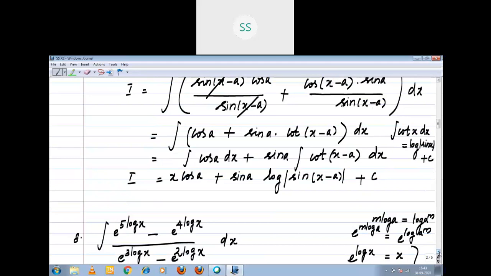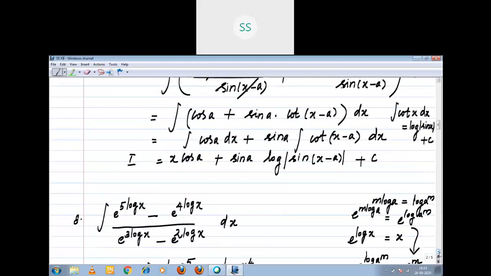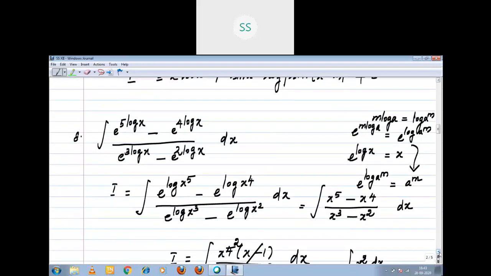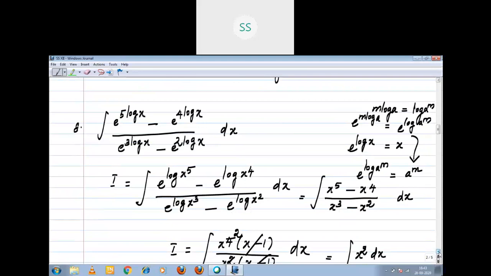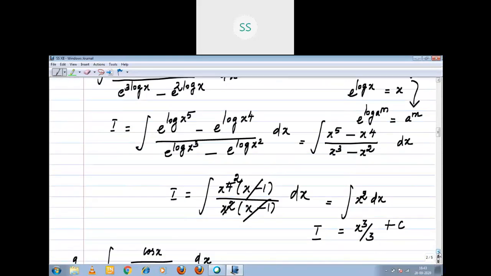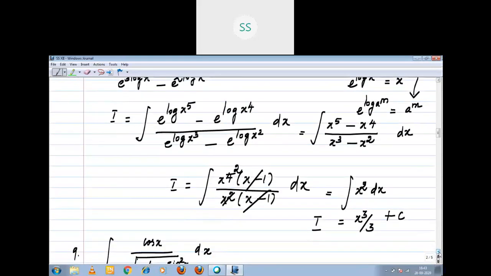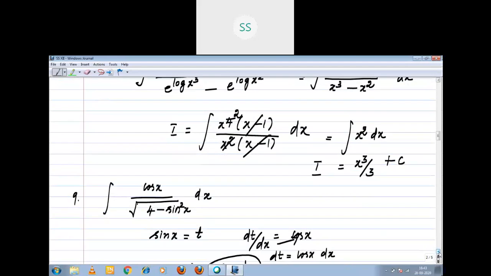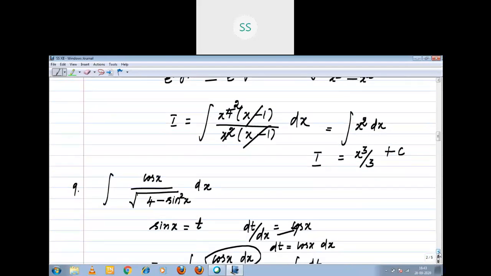Here, m into log a can be written as log a power m. E power m log a can be written as e power log a power m. E power log x equal to x. These are the properties that I applied in the sum. I arrived at integral x power 5 minus x power 4 divided by x power 3 minus x square into dx. Then I took the least power as a common in both numerator and denominator. I arrived at x square at the end. When I integrate x square, I got the result as x cube by 3 plus c.